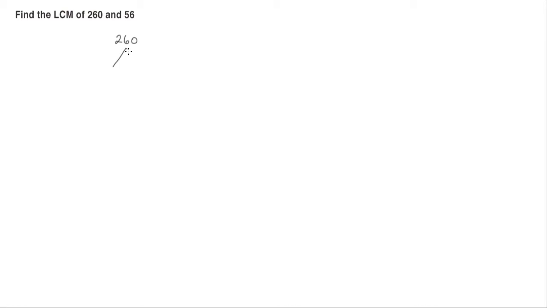Well, 260 we can split into 2 multiplied by 130, and 2 is a prime number. 130, we can split that into 2 and 65, 2 being a prime number, and 65 we can split into 5 and 13, and they're both prime numbers. So 260 is equal to 2 multiplied by 2 multiplied by 5 multiplied by 13.